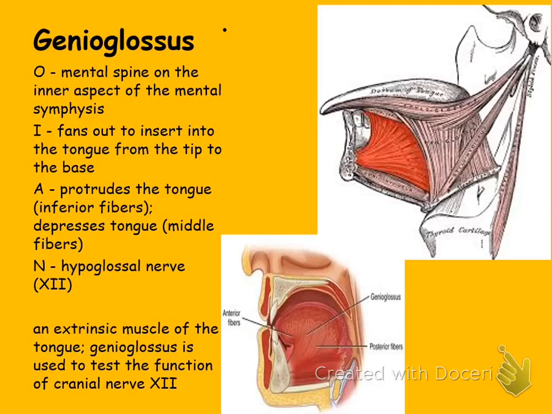Genioglossus. Glossus is tongue. So this one little muscle originates on the mental spine, on the inner aspect of the mental symphysis, inside your teeth, and fans out to insert onto the tongue, the tip and the base of the tongue. This is one that will help you to protrude the tongue and depresses the tongue in the middle. Helps you stick your tongue out. So you can call this the French kissing one if you want to.